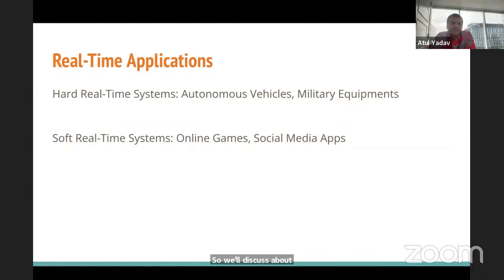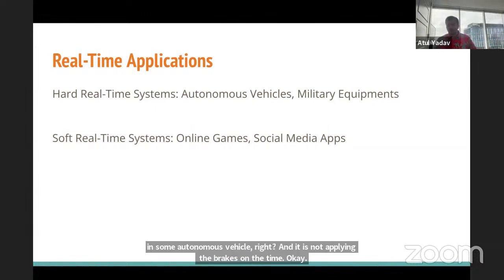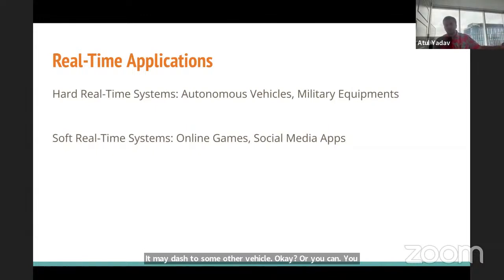Okay, so hard real-time systems are very critical systems. There are no ifs and buts. If you miss a deadline, game over. For example, you are in a Tesla, in some autonomous vehicle, and it does not apply the brakes on time. Okay, it may dash into some other vehicle, or you can get into some accident, right?